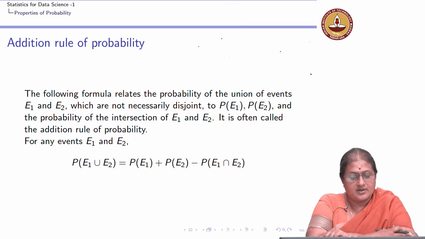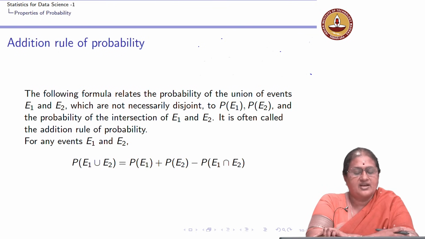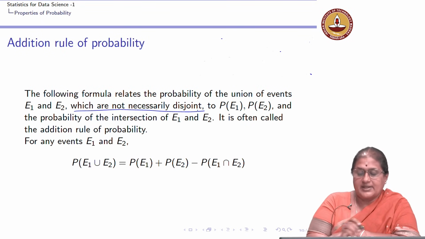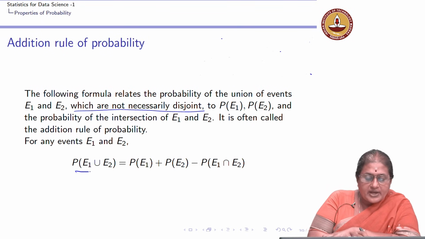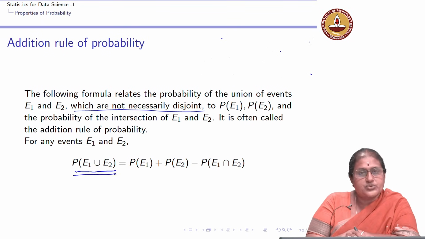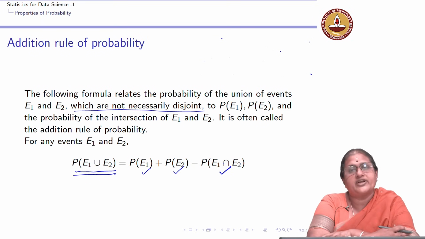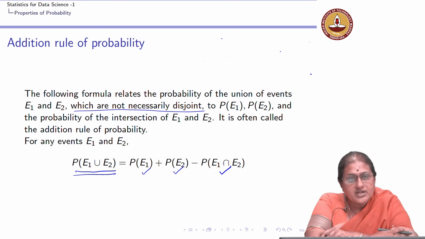That is the question. So, the addition rule helps us to find out these probabilities. What does the addition rule state? If I have two events which are not necessarily disjoint, then the probability of the union of these two events is probability of E1 plus probability of E2 minus probability of E1 intersection E2.